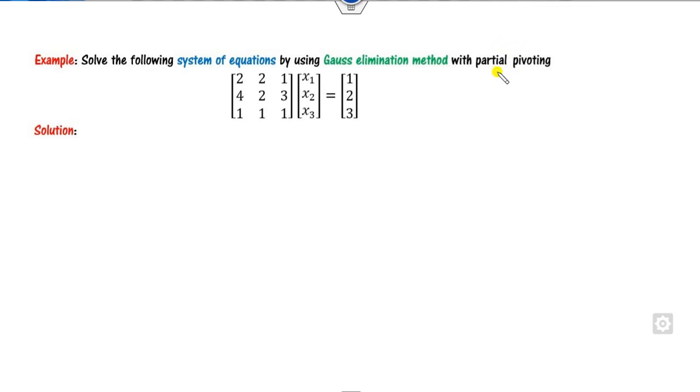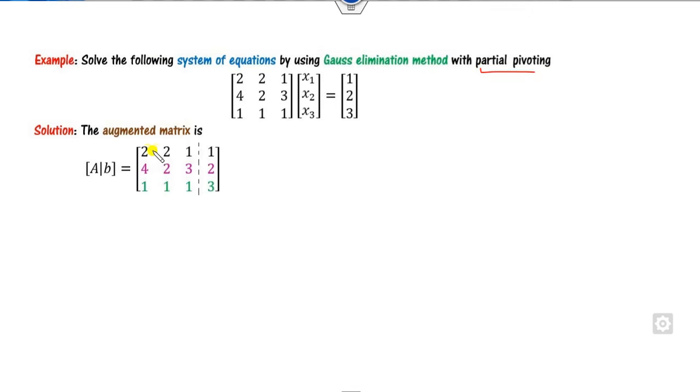Solve this equation with the help of partial pivoting. Now it is given that you have to solve this question by partial pivoting. So firstly write the augmented matrix here. Now what is partial pivoting? For the first diagonal entry, look at the column. What is the largest value? The largest value is 4, that is appearing in the second row. So I can interchange R1 and R2.